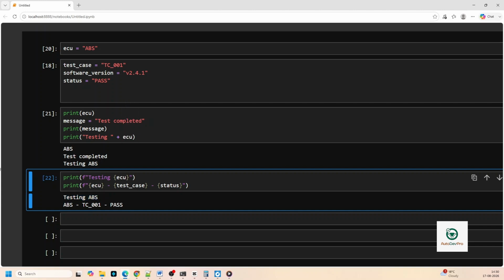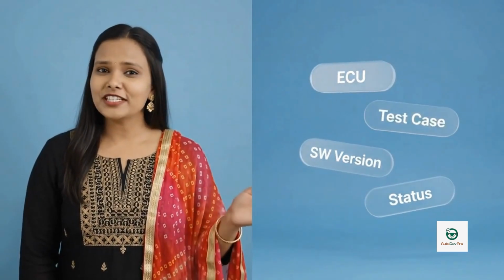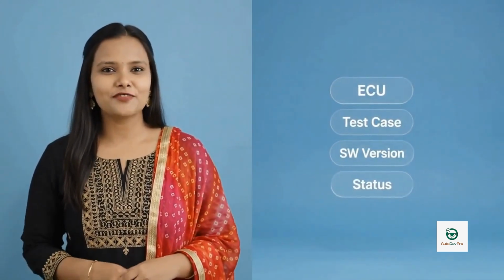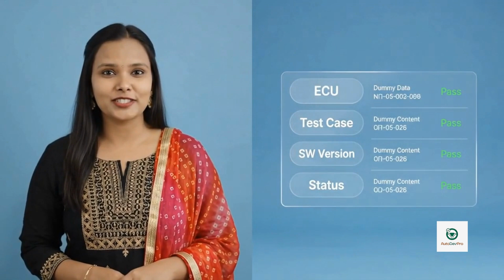And we're not limited to one variable. Here we combine ECU, test case, and status all in a single F string, each in its own set of curly braces. Now we have all the information we need, but printing 4 individual values isn't really an automotive report. So let's turn these variables into something that looks like an actual test result.